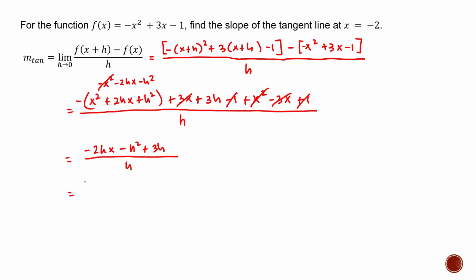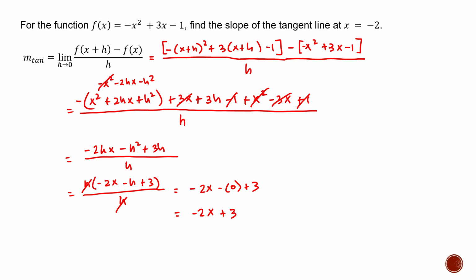And then after this, you know that you're doing the right thing if you're able to factor out the h, like this, h times negative 2x minus h plus 3, because you need to cancel that out. There you go. And then we will substitute that h, or 0 to h, so negative 2x minus 0 plus 3, which is equal to negative 2x plus 3.